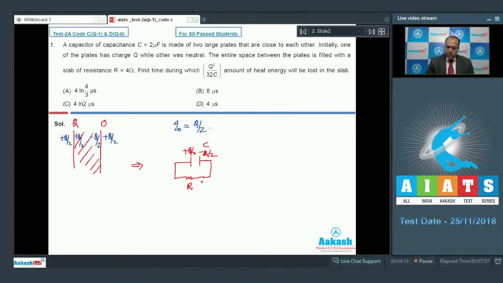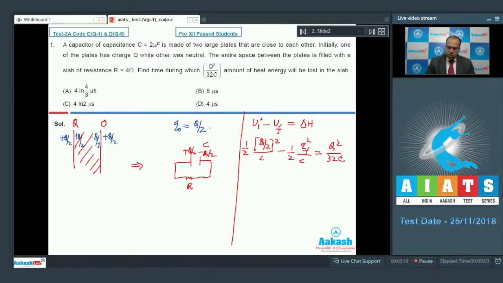Let the final charge on the plate of the capacitor be Q final. On applying the principle of conservation of energy, initial energy stored in the capacitor minus final energy stored in the capacitor is equal to heat loss, that is delta H. If I substitute the data, initial energy stored in the capacitor is half into (Q by 2) whole square by C, minus half Q final square by C, is equal to heat loss, that is Q square by 32 C. On solving, the value of Q final comes out to be root 3 by 4 into Q.